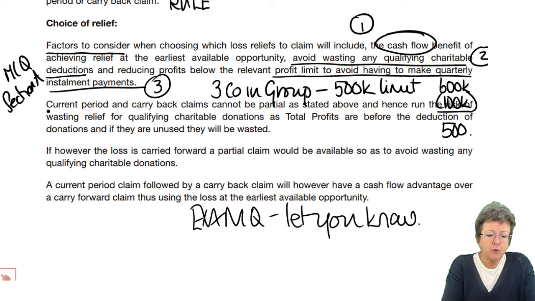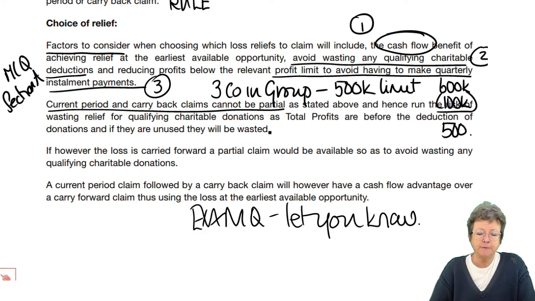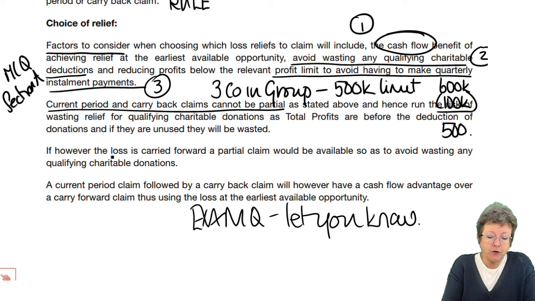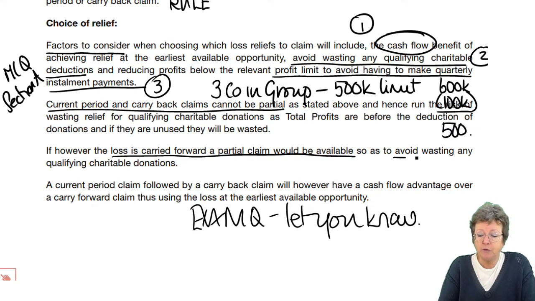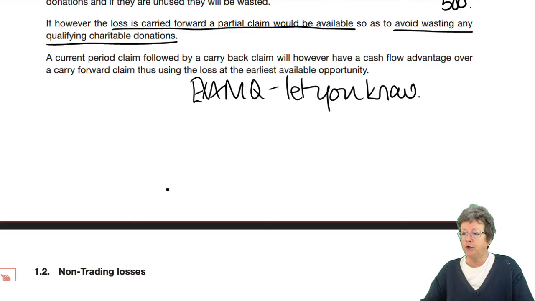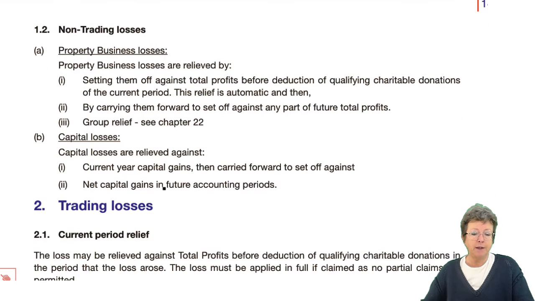Current period and previous year cannot be partial. So you will have to waste the QCDs in the current year if you're going to do a carryback claim. However, loss relief carried forward, you can do a partial claim to avoid wasting any QCDs. All of those different things are what you can claim, and they often come up in exams.